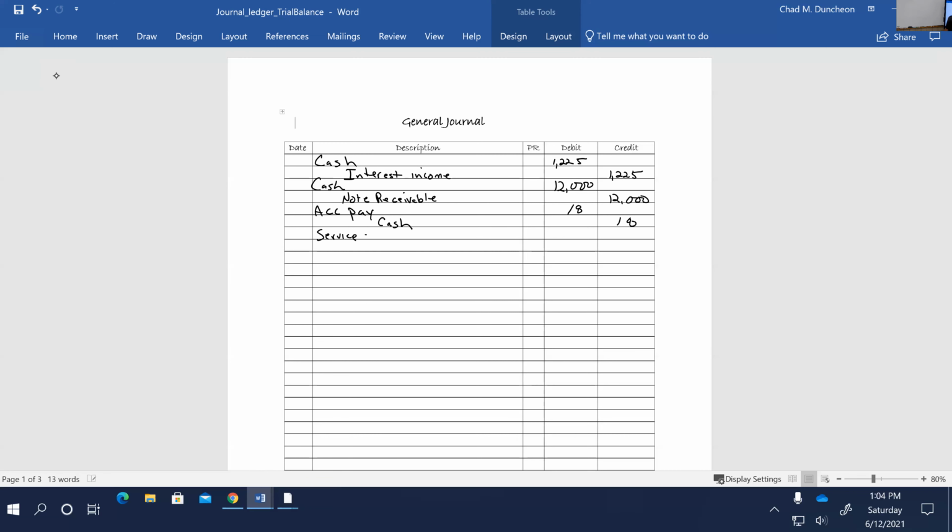Here we have an expense, a service charge, call it service expense. If you already wrote that, that's fine too. Service charge, and that was the amount of $100.